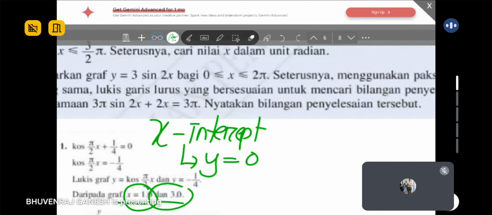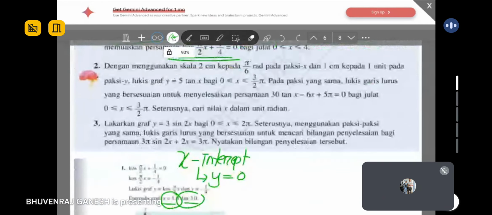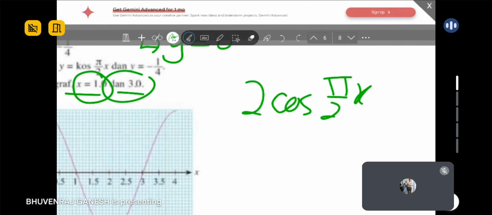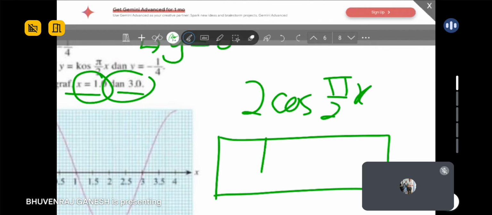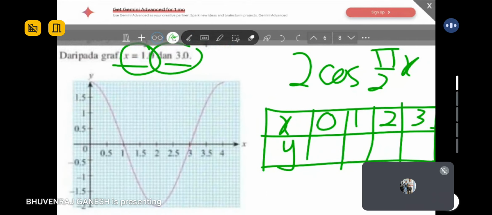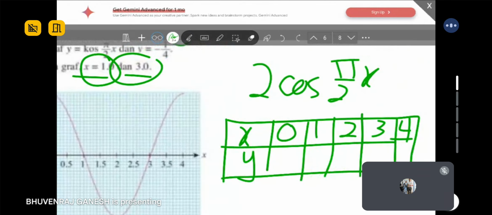Okay, so you can start to draw the graph. Kamu boleh mula lukis. You just need to draw 2 cos pi over 2x. So again, table. Kamu boleh lukis jadual. x, y. You can use all the values. Kamu boleh guna semua nilai x. 0, 1, 2, 3, 4. So for 0, if you press the calculator, kita tekanlah cos 0. So the answer is 2.